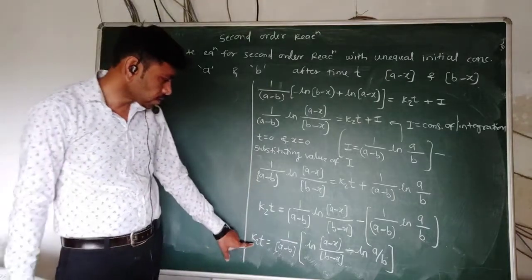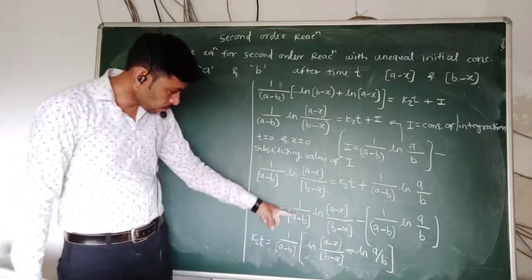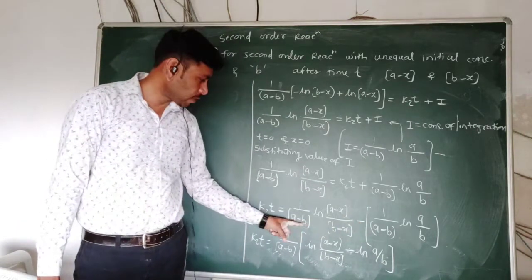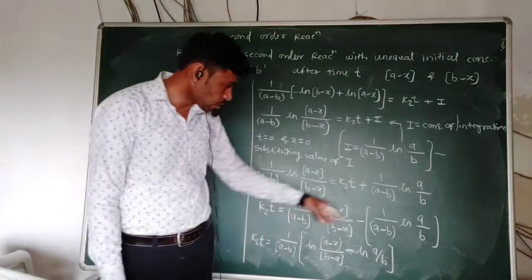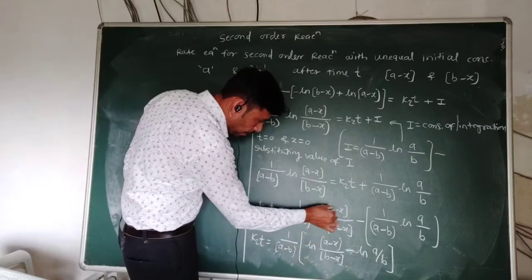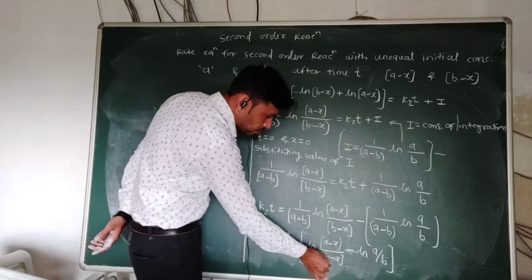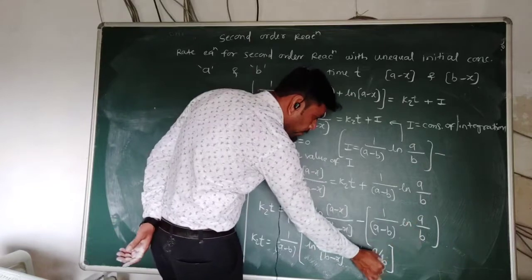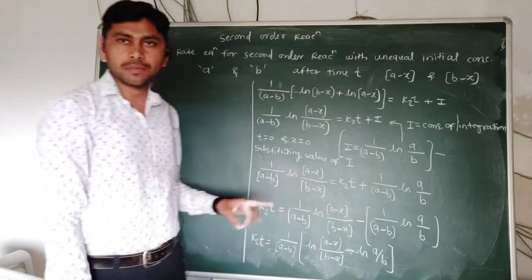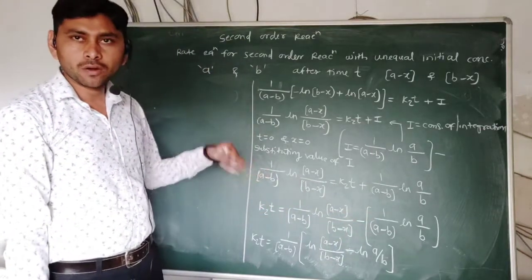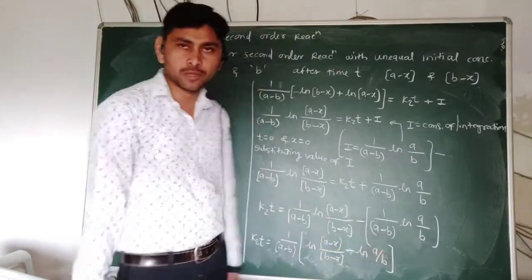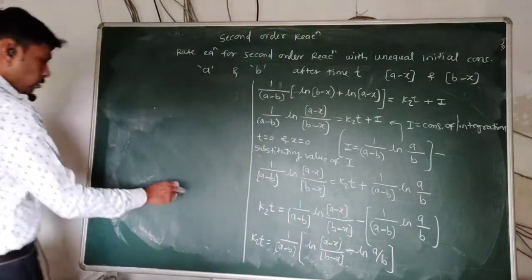So by rearranging this term, k2t, we have taken 1 upon a minus b common here, from both. So out of bracket, and in bracket, ln (a minus x) upon (b minus x) minus ln a upon b. We know that this is a logarithmic difference, and a difference in logarithm is nothing but division. So we can write it in division form also.